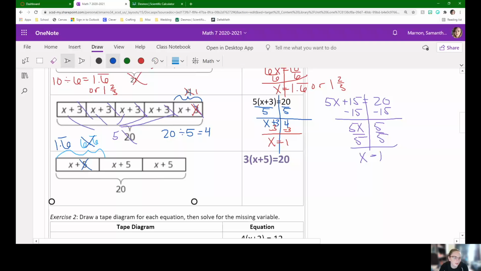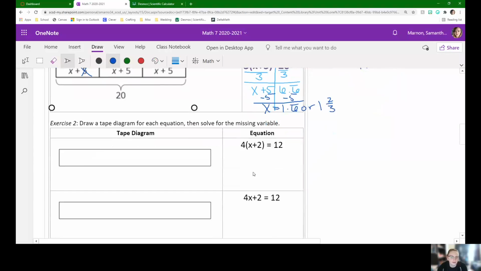On our equation, what that would look like is the first thing we did was we divided by 3 on both sides. That left us with just our one group of x plus 5, and that was 6.6 repeating, or 6 2/3. Then we could subtract 5 from both sides, and we're left with x equals 1.6 repeating, or 1 2/3.